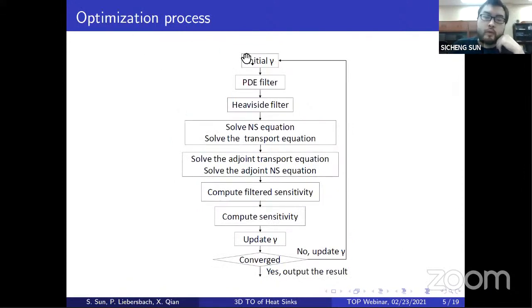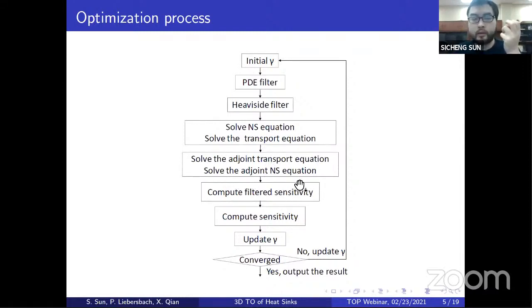Optimization process. First, we put the initial gamma through two filters: one is the PDE filter, one is the Heaviside filter. And then we use the filtered density field, gamma tilde or gamma hat, to solve the governing equations, the Navier-Stokes equation and the energy equation. We then solve the adjoint equation.